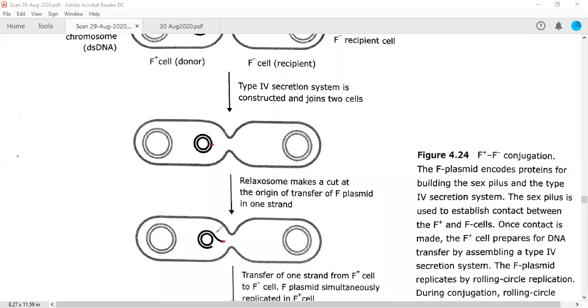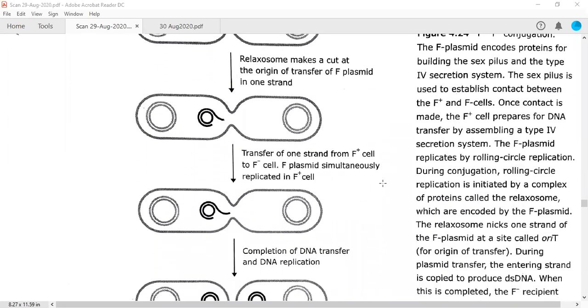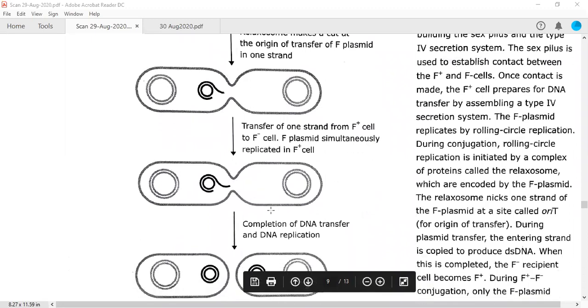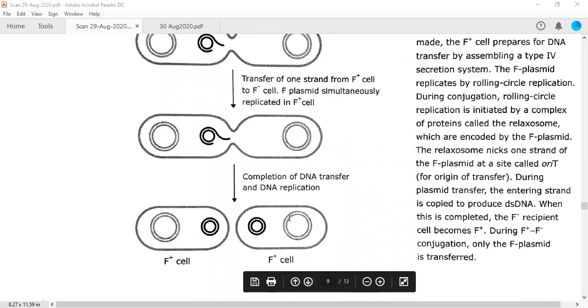When the relaxase enzyme is making a cut in the ORI-T site, it will also remain associated with the 5' end of this particular DNA strand, and the strand will move in the 5' to 3' direction. So the 5' end will go first, leading, followed by the 3' end. The transfer is always 5' to 3', and the 5' end is transiently attached by the relaxase enzyme, which creates the nick in the ORI-T site of this F plasmid, right? Finally, it will be able to translocate its copy of the F plasmid into the F negative cell. After transfer, it will become double stranded, and therefore both the cells are F positive.